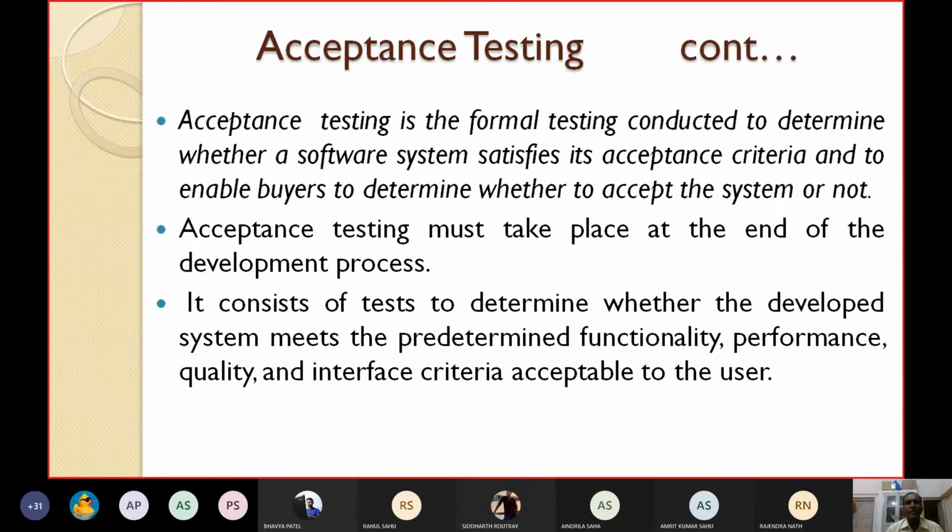This acceptance testing consists of tests to determine whether the developed system meets the predetermined functionality, performance, quality, and interface criteria acceptable to the user. So all the characteristics the system should satisfy so that the customer will be in a better position to accept it. The developed system must satisfy the predetermined functionalities as mentioned in the SRS document and the performance requirements, it should provide good quality, and it should have proper interface criteria which should be acceptable to the user. In this way acceptance testing should be carried out.